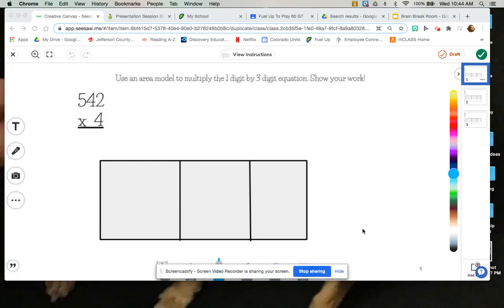Hi families, we are working on using the area model to solve for multiplication.